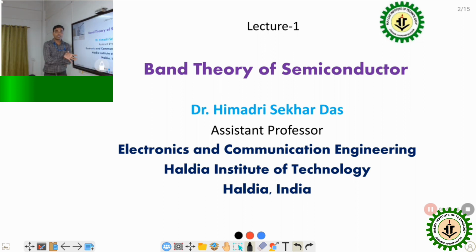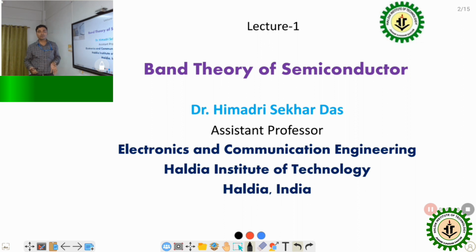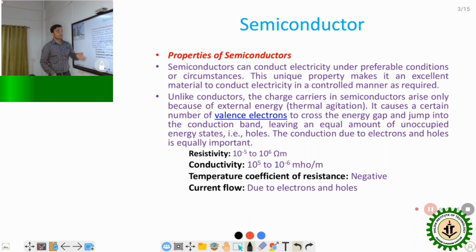Before going through the topic band theory of semiconductor, first of all we have to know what is semiconductor. The name shows its conducting property. So that means its conductivity is semi. At 0 Kelvin it behaves as an insulator, and beyond that temperature it conducts electricity and behaves as a conductor. So that's why its name is semiconductor.